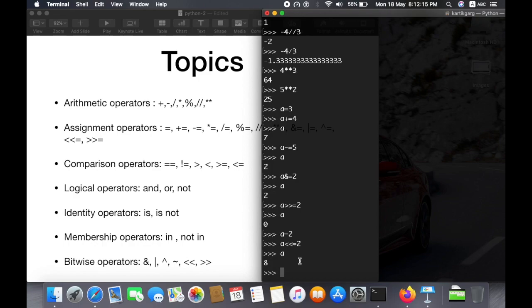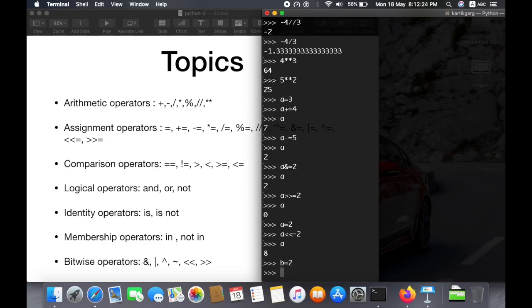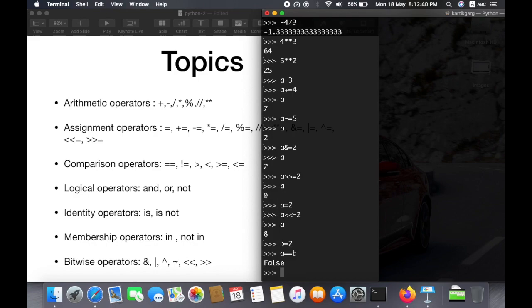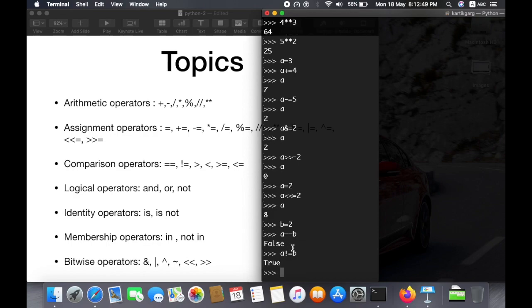Now moving on to comparison operators. If I don't know the values in these two variables and I want to check whether they are equal or not, I will use comparison operators like a double equals to b. Depending on the values in the variables a and b, it will give me true or false. Here it is false because 8 is not equals to 2. Now if I use not equals to b, then it gave me true because 8 is not equals to 2, that is true.